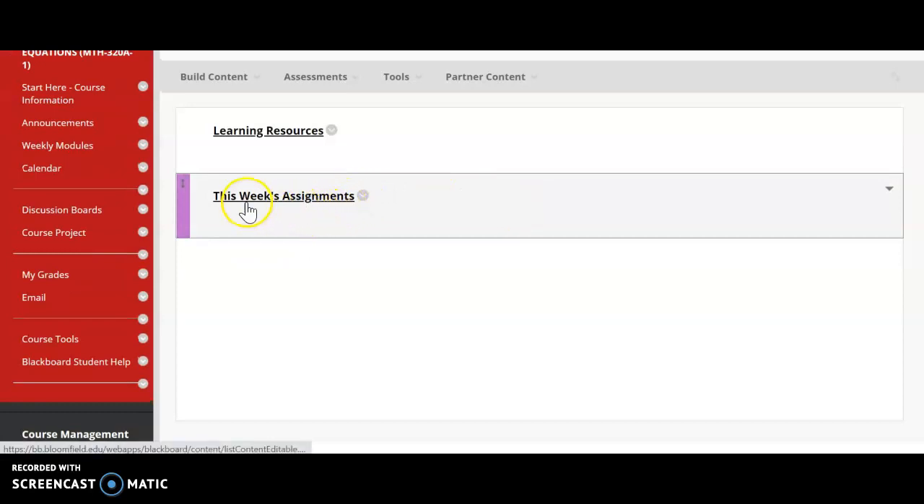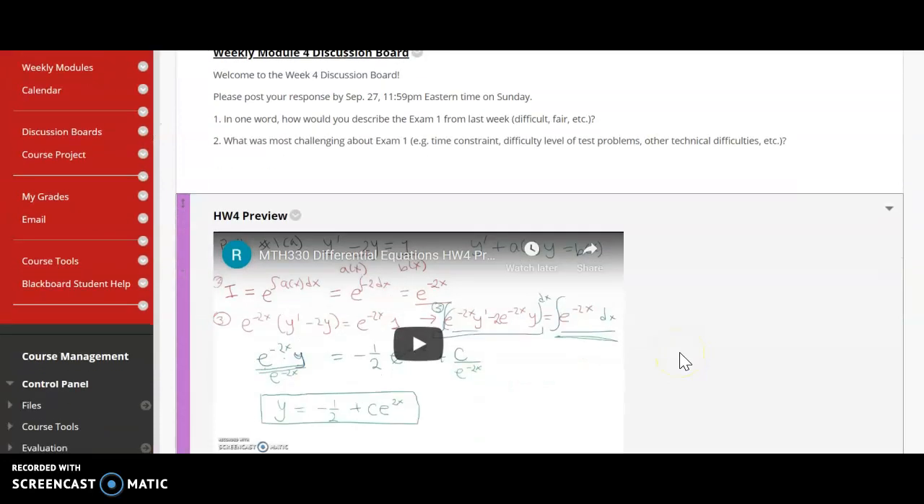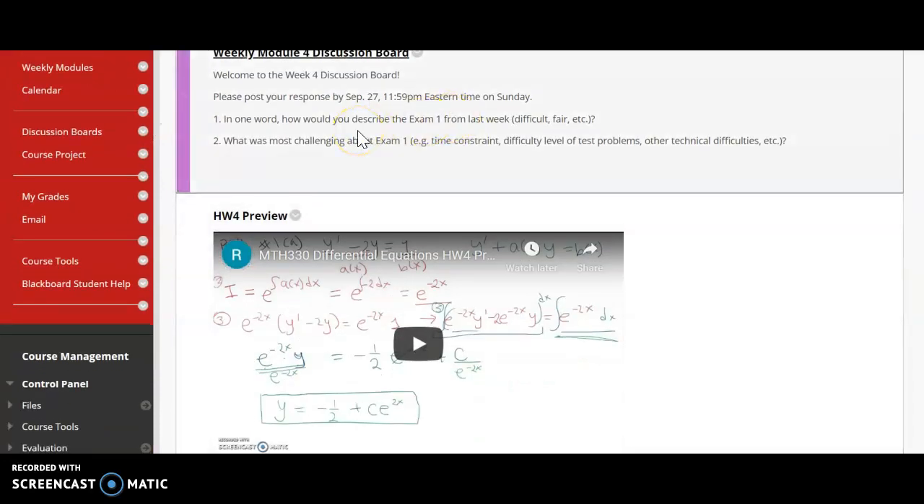It would be a good resource, and for this week's assignments we have the discussion board. So please answer two questions. First question, in one word: how would you describe exam 1 from last week? Was it difficult, fair, or easy? And the second question is, what was most challenging about exam 1? You can tell me anything that you've found to be a challenge so that I can reflect and make it better for the second exam.